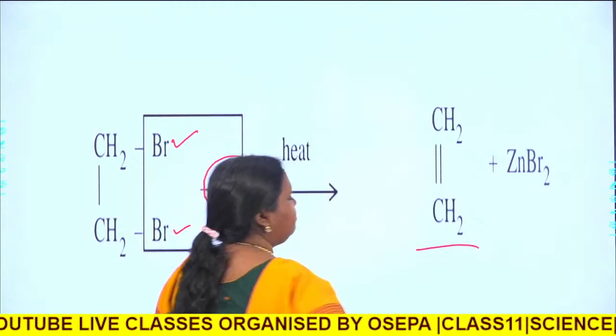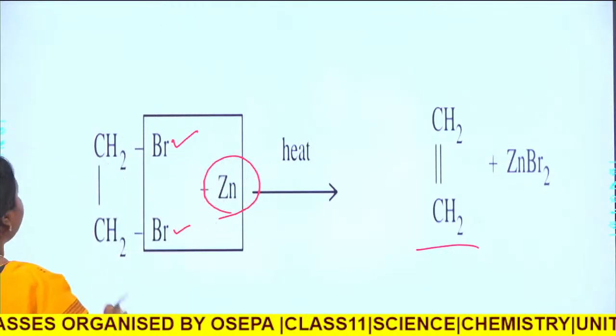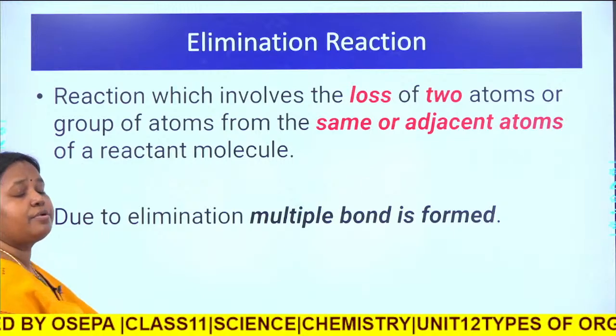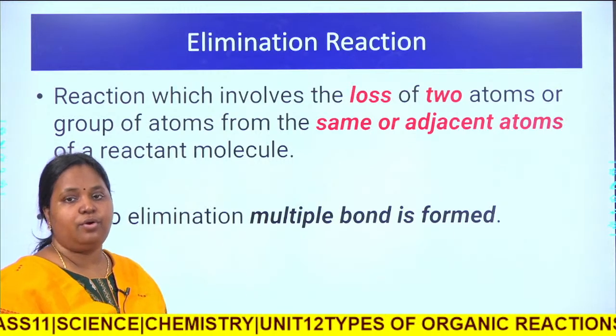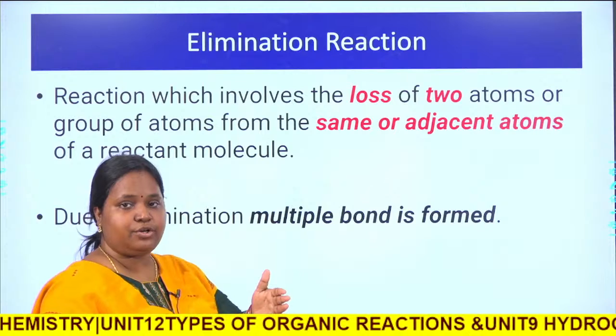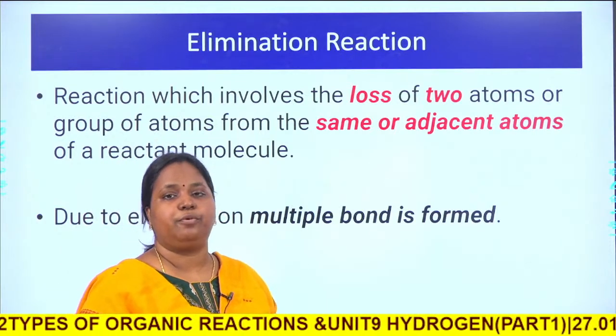These are the two examples of elimination reaction. Simple one: elimination reaction means a simple molecule is eliminated from the substrate and goes out, so you will get a double bond or triple bond in the product.